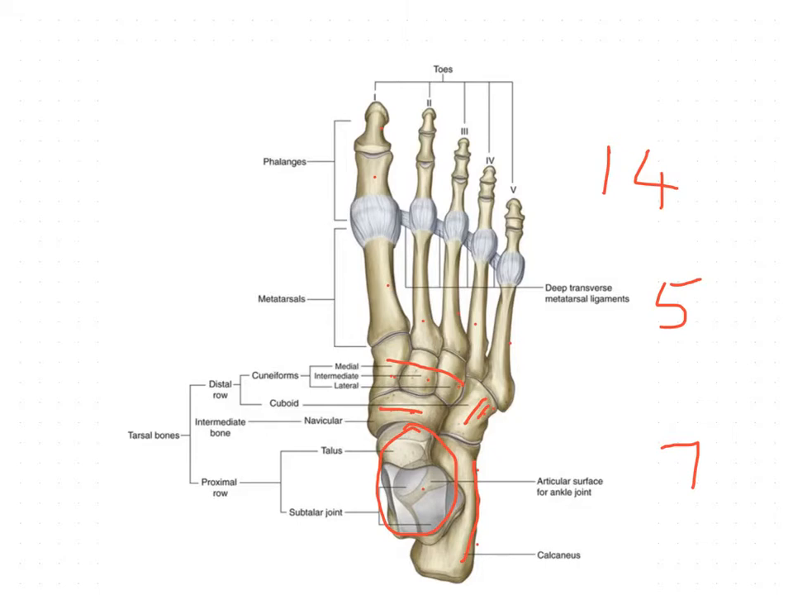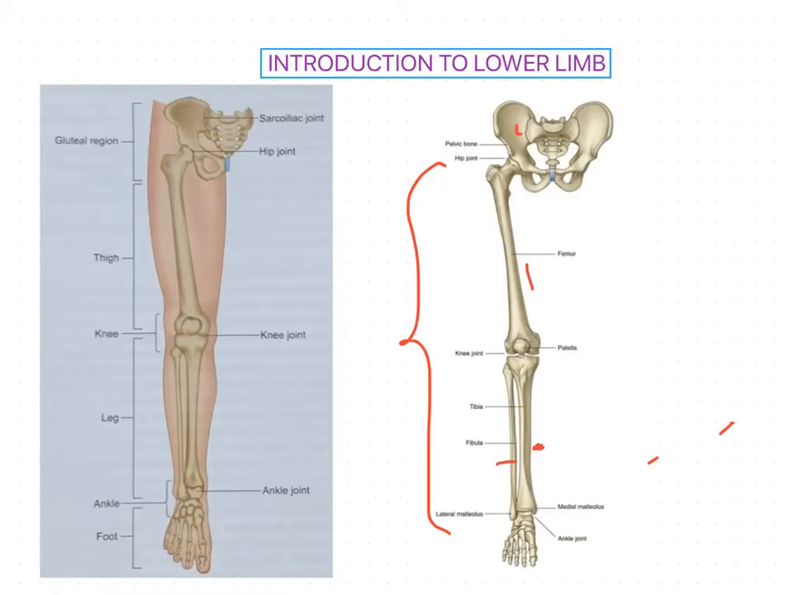Next, coming to the regions. Why should we know the regions of the lower limb? For the sake of convenience and easy description of the lower limb, it is subdivided into various regions.